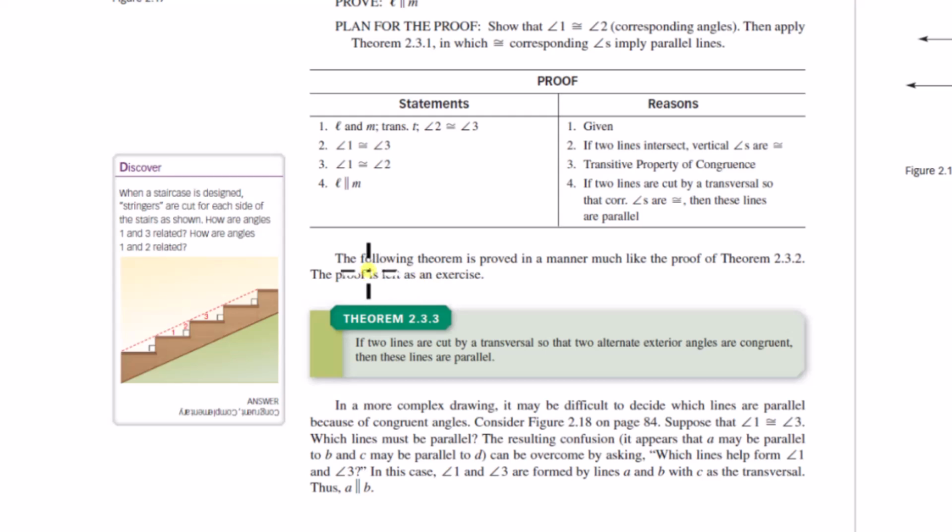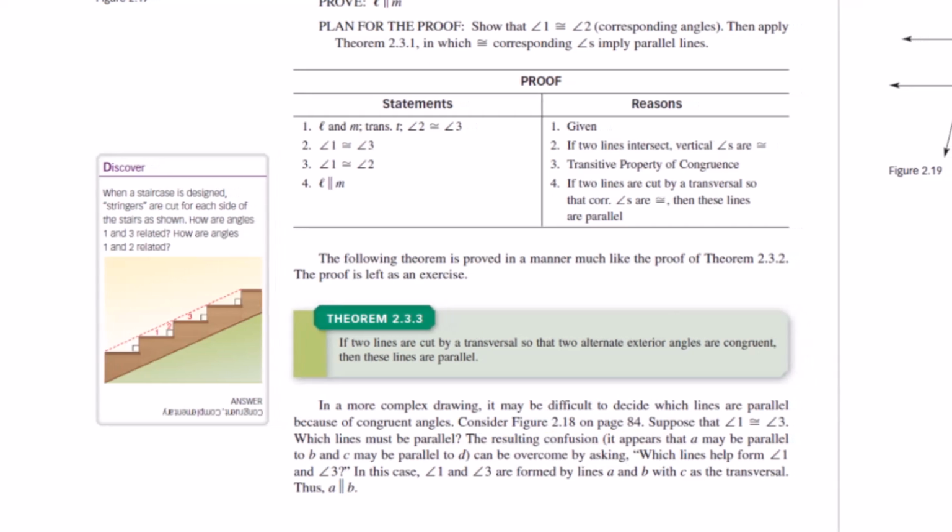Okay, the following theorem is proved in a manner much like the proof of the one we just did. The proof is left as an exercise. So, okay, if two lines are cut by a transversal so that two alternate exterior angles are congruent, then the lines are parallel. Yeah, you can imagine it's very similar to what we just did. In a more complex drawing, it may be difficult to decide which lines are parallel because of congruent angles. Consider figure 2.18 on the next page.